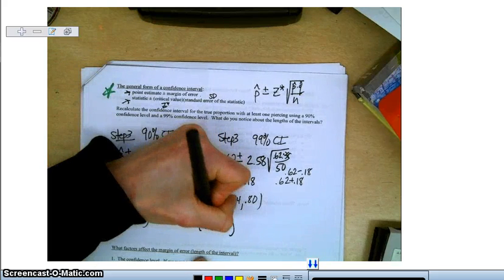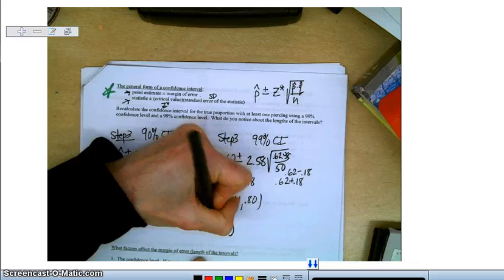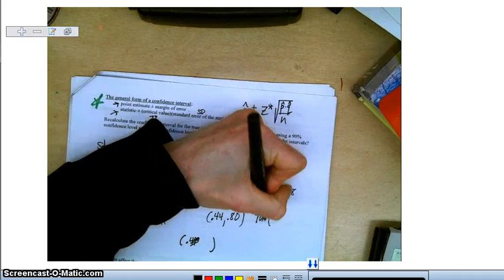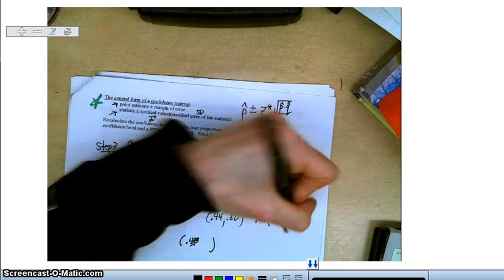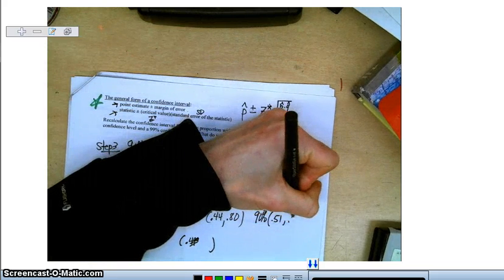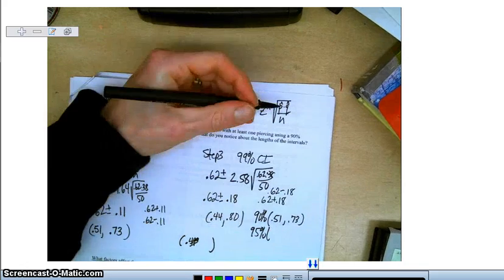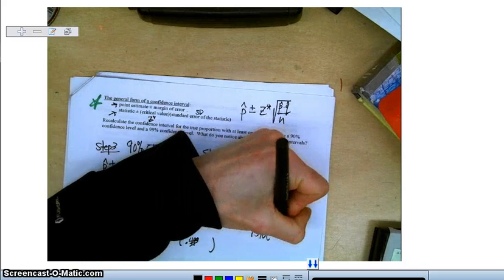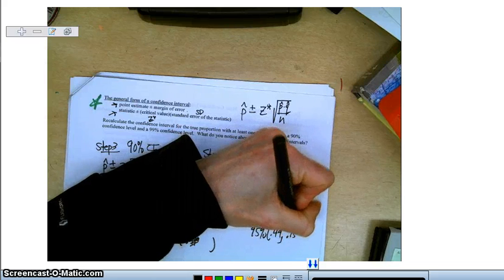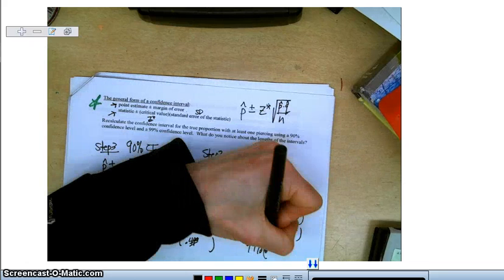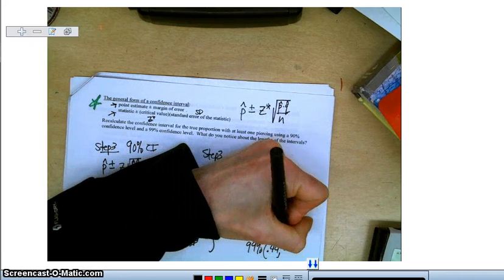0.49 to 0.75? Okay, so I'm just going to write all of these. So this is a 90% confidence interval, which was 0.51 to 0.73. This is a 95% confidence interval, which is 0.49 to 0.75. And a 99% confidence interval is 0.44 to 0.80.